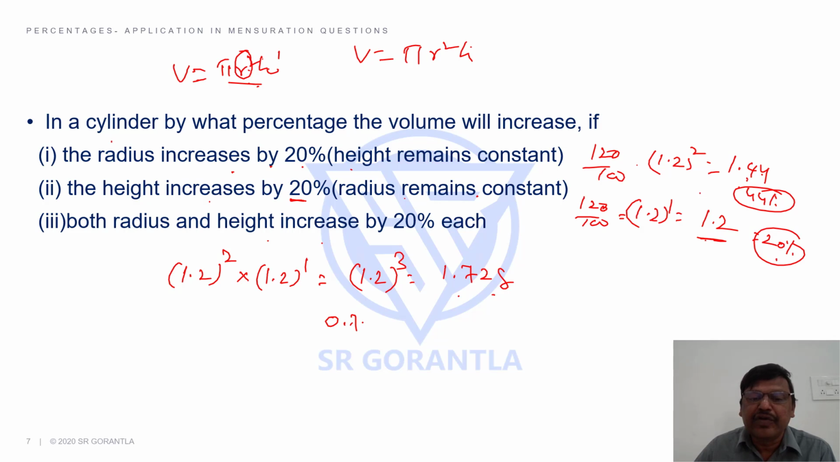1.728 means 0.728. 0.728 is 72.8%. You can see 72.8 by 100 is 0.728 or not? Yes. So there is a growth of 72.8%. Like this, you should write shortcuts.